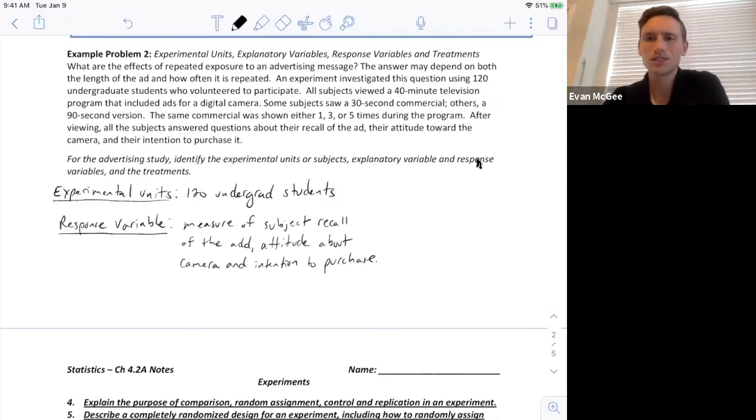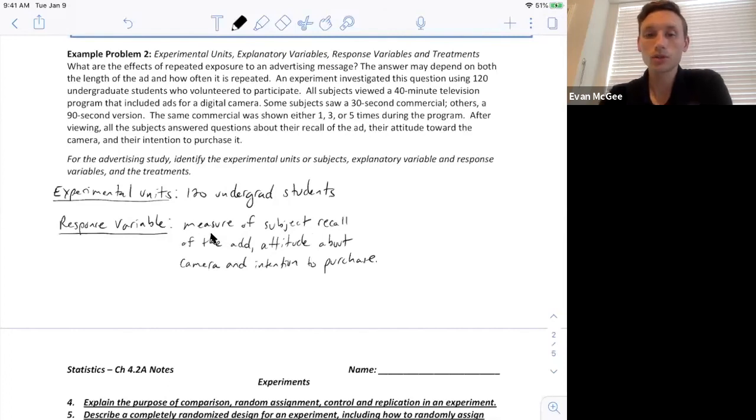The response variable is easiest to do next because it's what you are actually measuring. And if you think about it, they're trying to see if the ads work, and they're measuring how well the students recall the ad, what their attitude is about the camera, and if they intend to buy it or not.